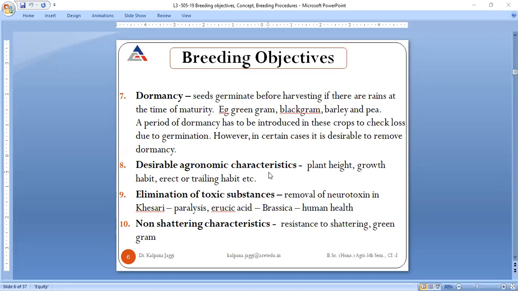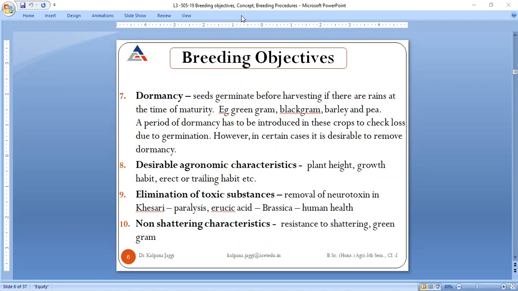Then desirable agronomic characteristics can be introduced within the crop species, like plant height, then growth habit, erect, like how much the stature is going to grow. Then we can go for the removal of toxic substances also, like neurotoxin in kesari, which is responsible for causing paralysis if mistakenly consumed by a human being. And similarly, erucic acid in the case of brassica is responsible for damage to human health. So with the help of breeding objectives, we can manipulate the crop species in a way that it is no more producing the toxic substances, and it can be consumed healthily by human beings or by animals.